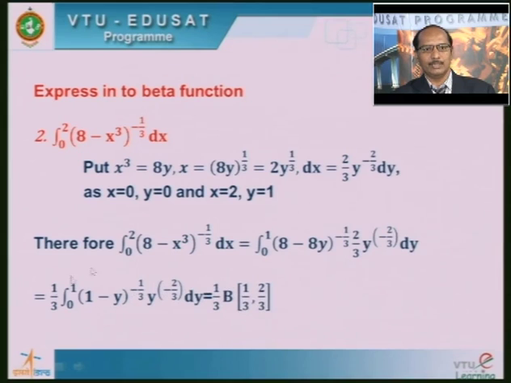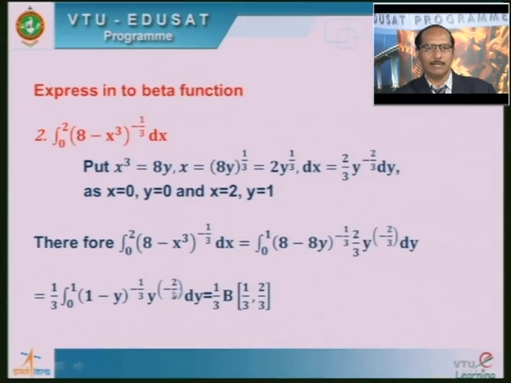Again this is expressed into a standard form. So minus 1 by 3 is written by adding 1 and subtracting 1. Minus 1 by 3 plus 1 is 2 by 3. Minus 1 by 3 plus 1, it is 2 by 3. So 2 by 3 minus 1. So m value is 2 by 3.